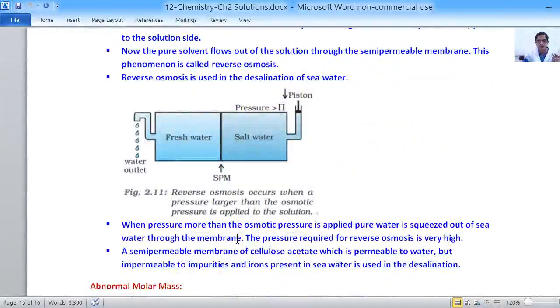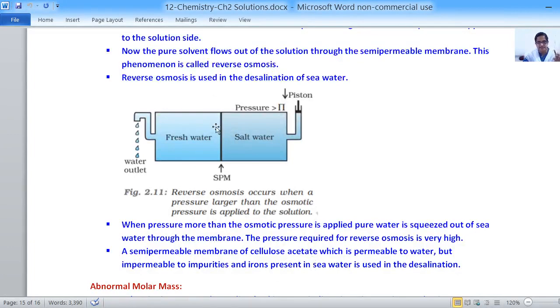Now, when a pressure more than the osmotic pressure is applied, what happens to this salt solution? Pure water will be squeezed out. Pure water will be forced to move out of the seawater through this membrane, and the pressure required for reverse osmosis is very high. Usually in desalination plants, a semi-permeable membrane of cellulose acetate is used.